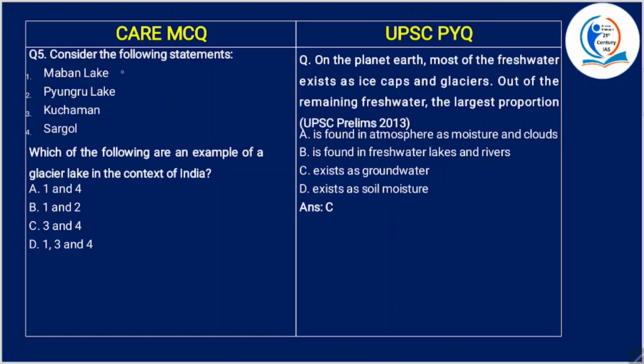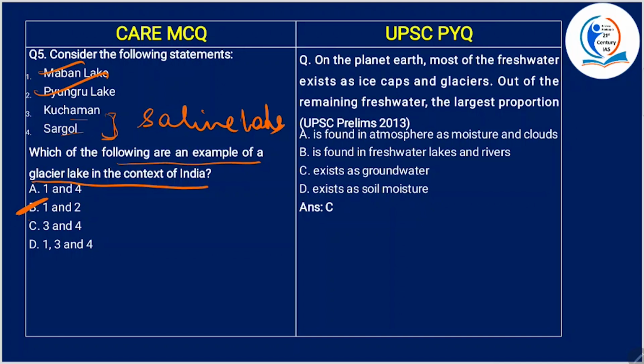Consider the following statements: Maban Lake, Pyongru Lake, Kuchaman. Which of the following are an example of glacier lake in the context of India? Maban we have seen, Pyongru we have seen. This Kuchaman and Sargol are saline lakes, so this is wrong. 1 and 2 are right. So B is the answer.